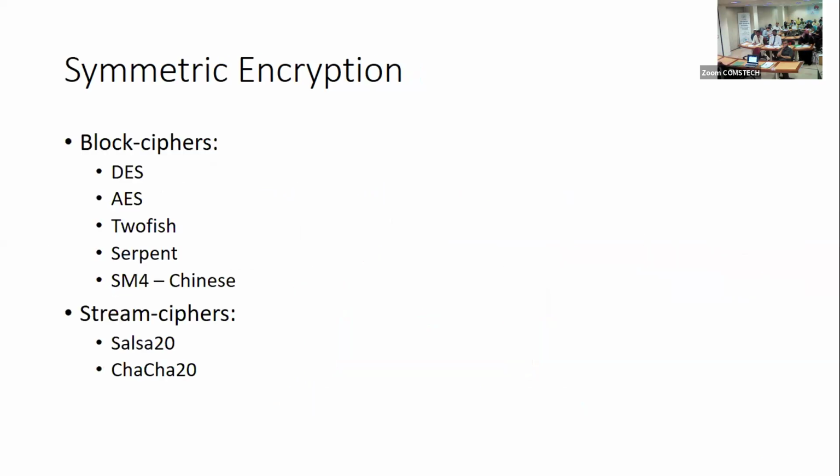Okay, let's move forward. With symmetric encryption, there are two types of ciphers. One is called block ciphers, the other is called stream ciphers. A block cipher is a cipher which encrypts your input text using blocks. There are different examples I've given: DES, AES, Twofish, Serpent, SM4, which is a Chinese standard. And then there are stream ciphers. Stream ciphers are usually used in communication, and block ciphers are usually used to encrypt documents. I'm not going to talk about stream ciphers today because of lack of time.